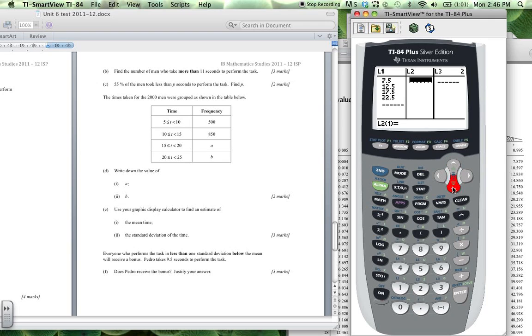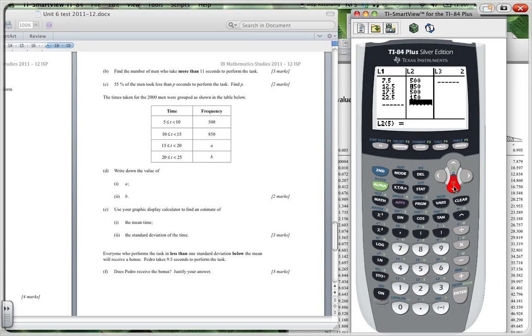And then we go across and put in our frequency values for that. So our frequency there is 500 for my first one, and 850 for my second one, and we worked out it was 500 for the next one, and 150 for the final one. So I've got my data in here. Now we need to find the mean time and the standard deviation.